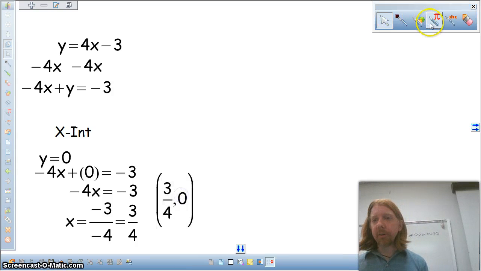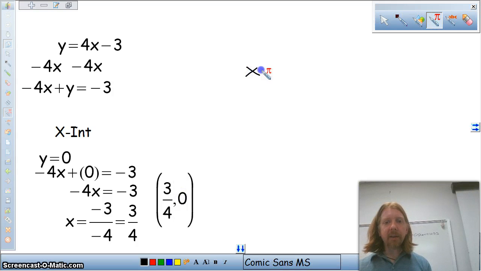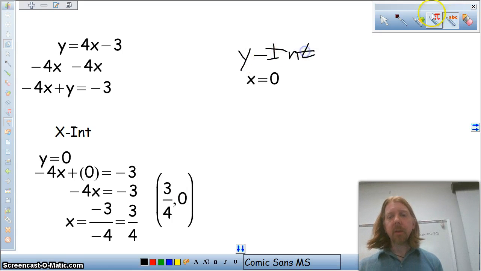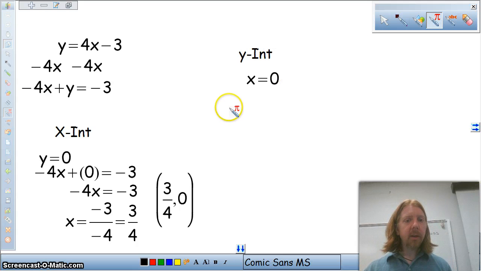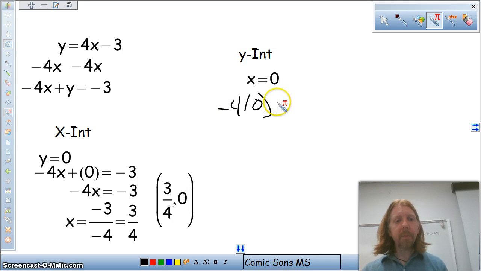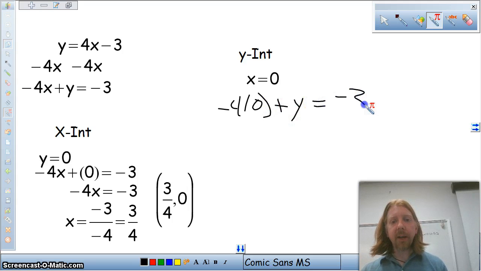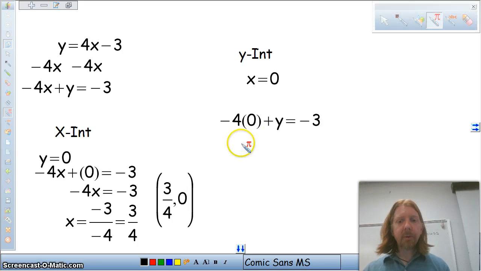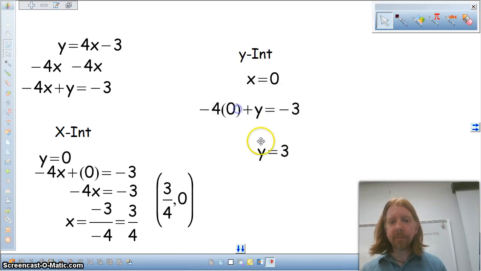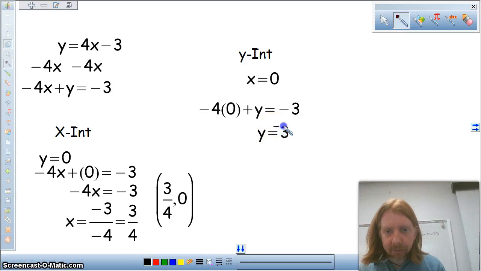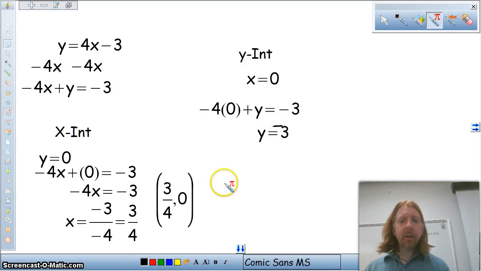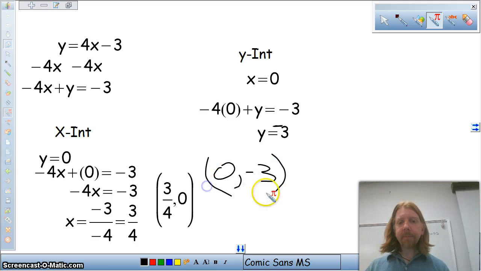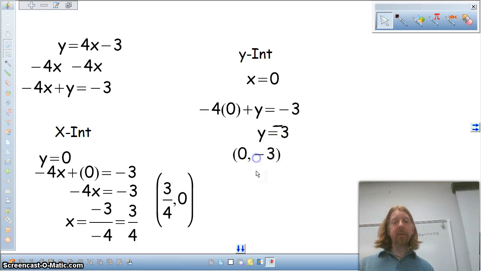Now my y-intercept is where x equals 0. That's my y-intercept. So we plug that in. Negative 4 times 0 plus y equals negative 3, which means that drops out. Y is negative 3. I'll put that negative in there because it's a negative 3. So this is going to be 0, negative 3. That would be my y-intercept. I now have my two intercepts.